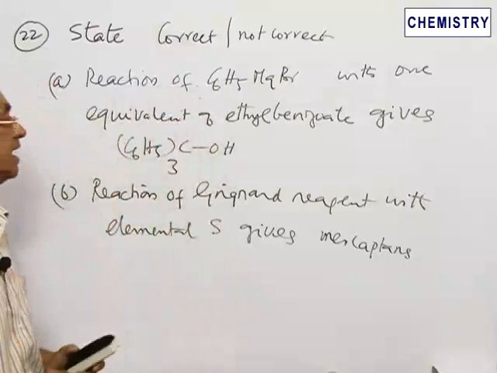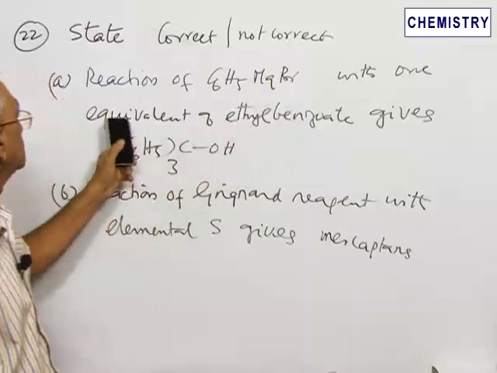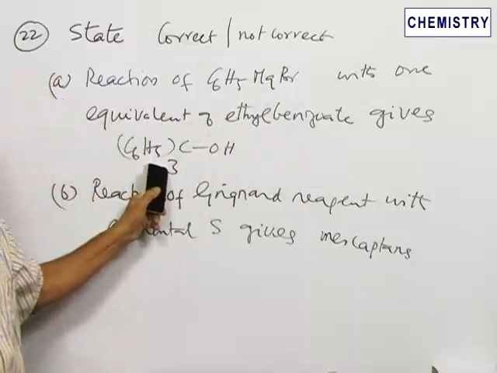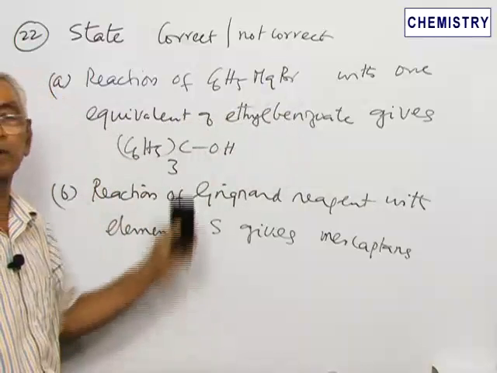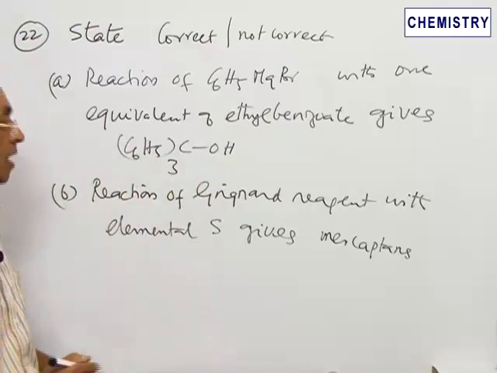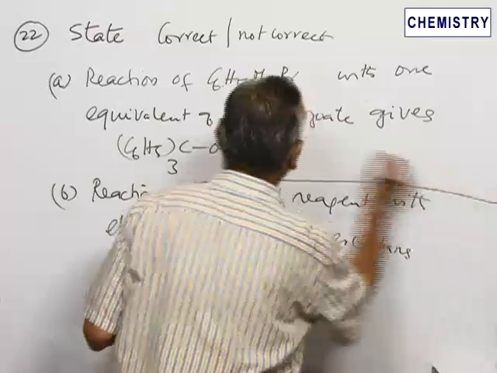The first statement says that reaction of C6H5MgBr with one equivalent of ethyl benzoate gives triphenyl carbinol. That is, 3 C6H5 groups are there in this carbinol. Carbinol is the general name for an alcohol. This statement actually is not correct, because when we react one molecule, I will write the equation here.